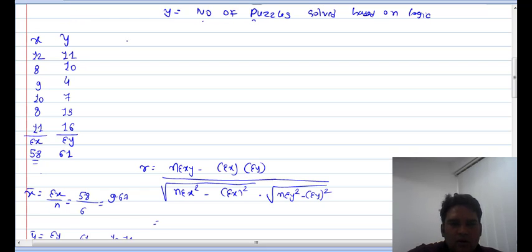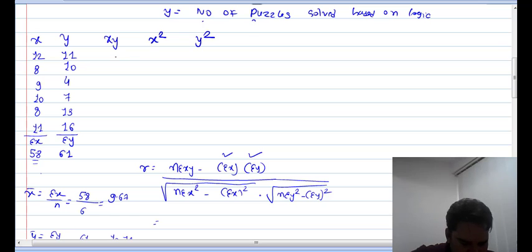Now we will always prepare the column on the basis of formula. So what we require in the numerator, we require sigma xy, so we will prepare one column of xy. Sigma x and sigma y we already have. Now what we do not have, that is sigma x square, so we will prepare one column of x square and y square. Right? Now xy is 12 into 31.